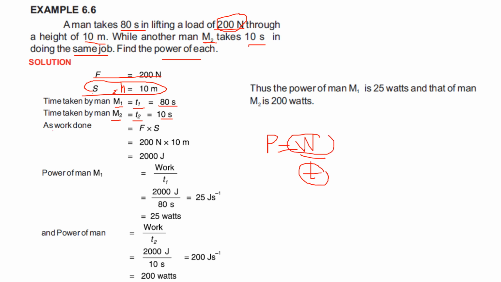So all of you know that work is equal to force into distance, right? So just substitute the values. Force is equal to 200 Newton and distance is equal to 10 meter. If you just multiply it, you will get 2000 joules.